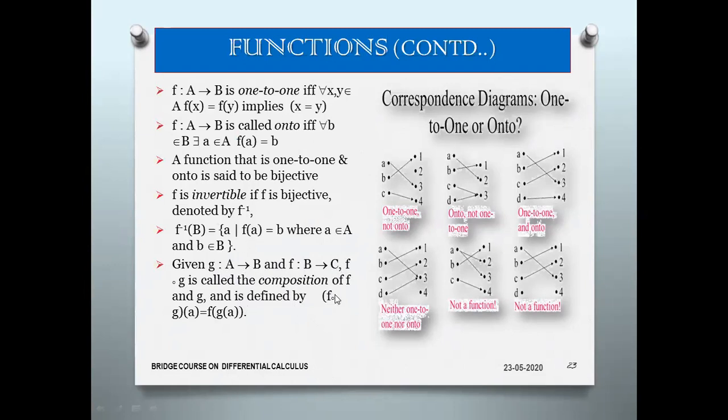If that is the case, it will be defined as f of g of a. First you find the image of the elements in capital A under the function small g. Those images will be in capital B. Now take those images and apply the function f from b to c. For those images you find one more image. That will be the composition of f and g. The composition is possible only if one codomain is acting as the domain for the next function. Otherwise it is not possible.